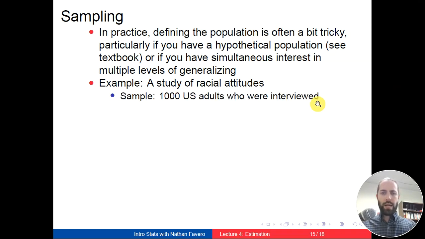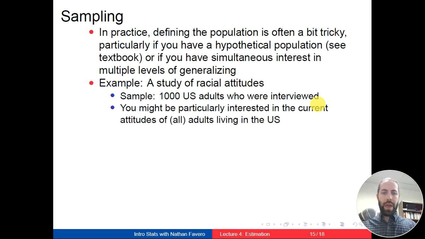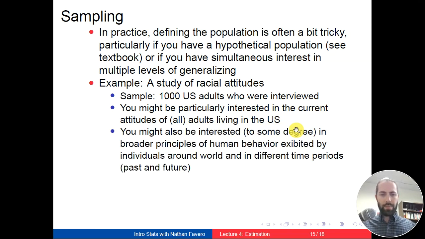Let's say I'm interested in studying racial attitudes and I have a sample of 1,000 US adults who were interviewed as part of a survey. I might be particularly interested in the current attitudes of all adults living in the US, not just the 1,000 that I talked to. So I could say that that's my population, all adults living in the US.